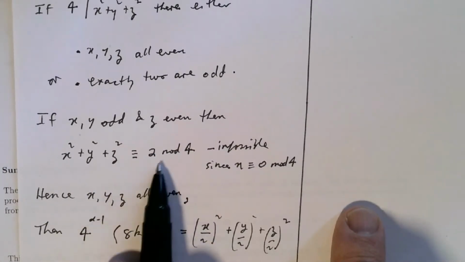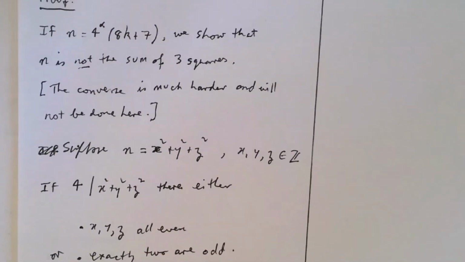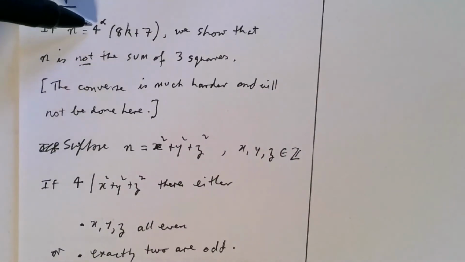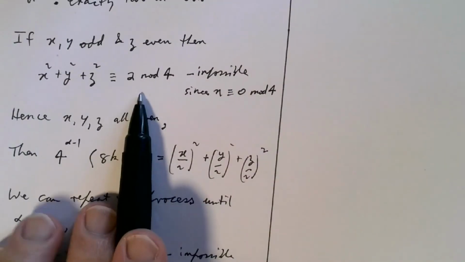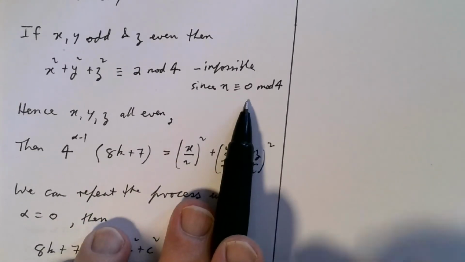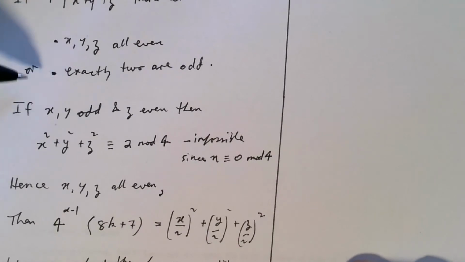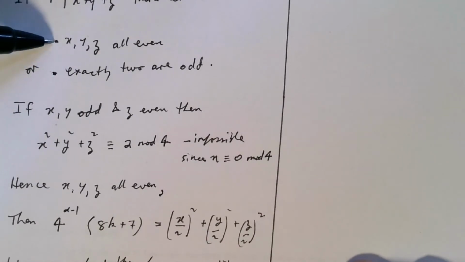And that is impossible because the n we started with, you'll recall, was this thing. And this n is 0 mod 4. And in this case we get 2 mod 4, so that's impossible because n is 0 mod 4. So, of the 2 possibilities, we've just wiped out this one, and that means x, y and z must all be even.